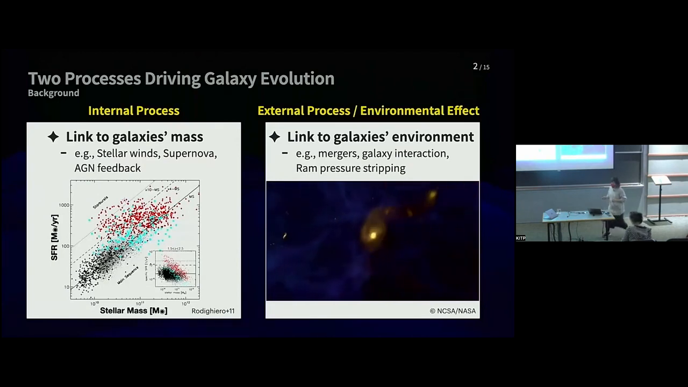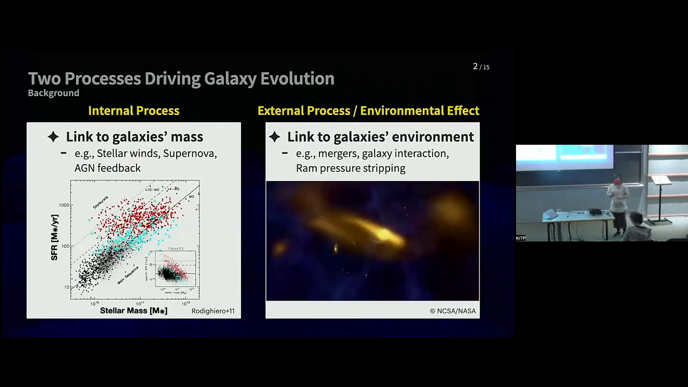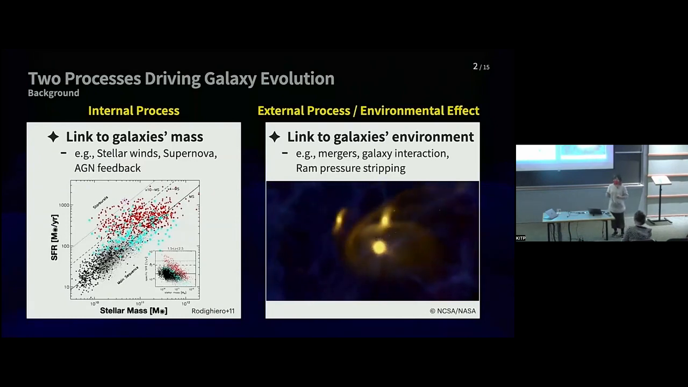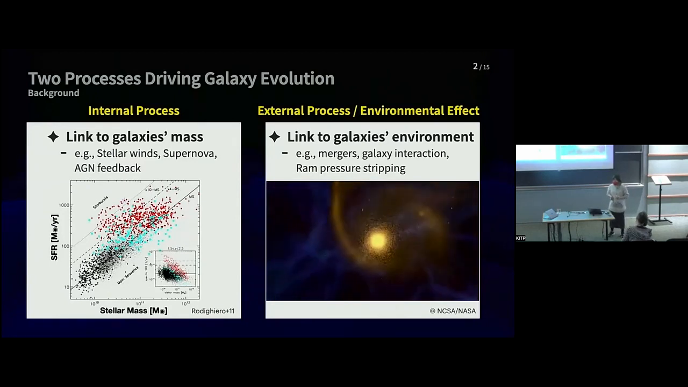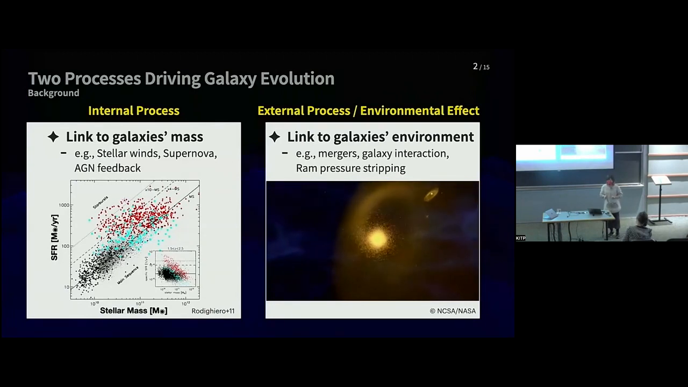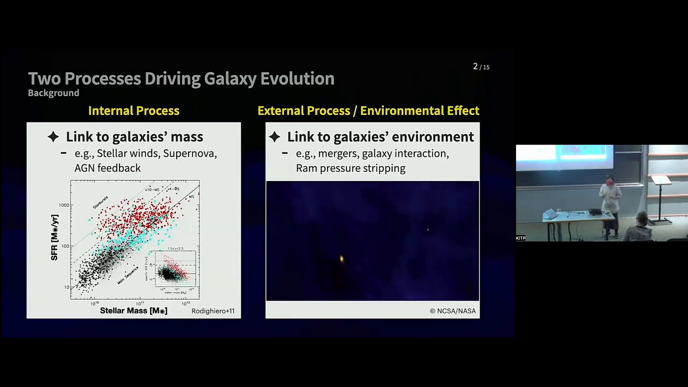In contrast, another process called the external process or environmental effect includes any processes caused by the interaction with the surrounding gas or galaxies, such as galaxy mergers and ram pressure stripping. This process is especially true in dense regions like galaxy clusters and groups. Both of these processes help shape galaxy properties and lead to star formation quenching. But which process dominates in galaxy evolution is a debated subject.